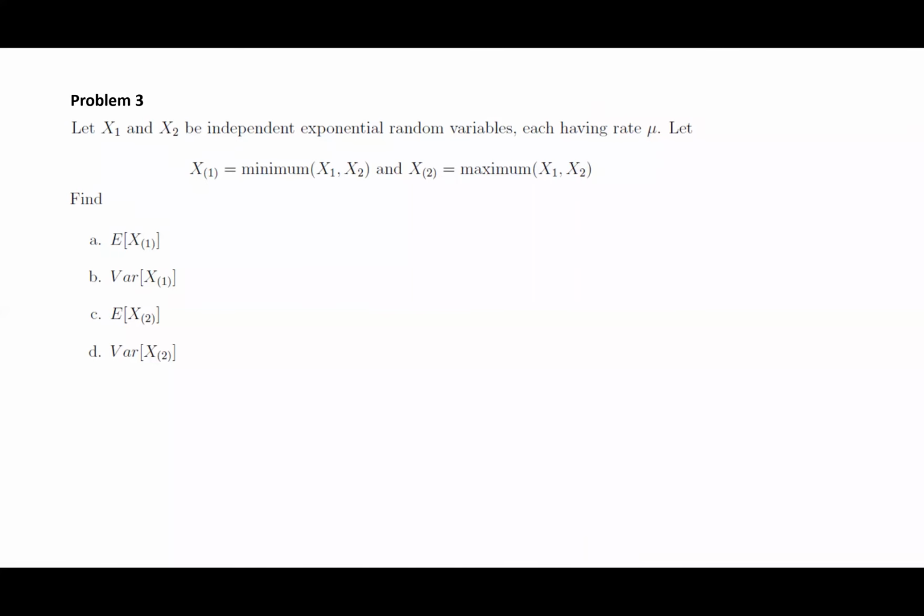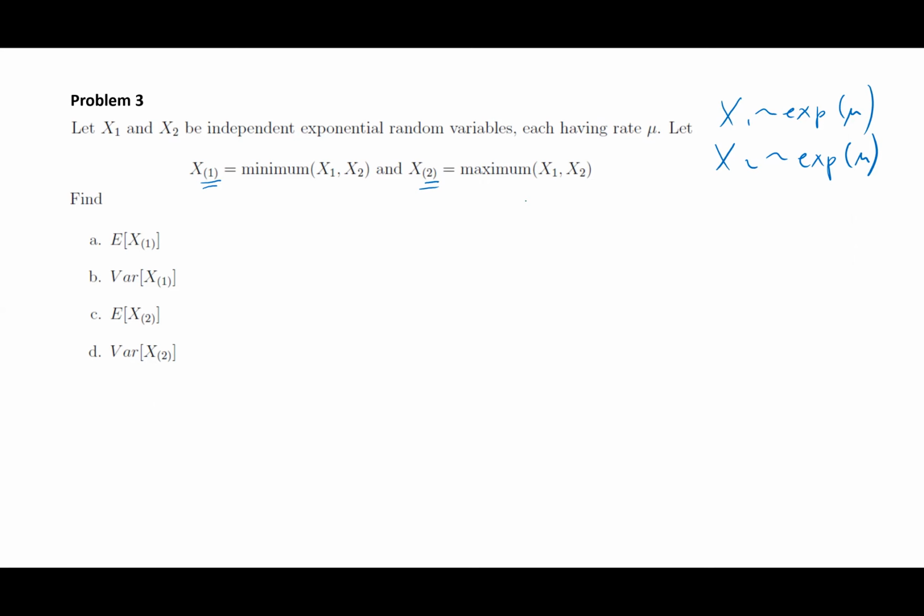Let's take a look at problem number 3. We're going to let X1 and X2 be independent exponential random variables, each having a rate mu. So I'm going to let X1 be an exponential random variable with parameter mu. X2 is also an exponential with parameter mu. X subscript (1) is the minimum of X1 and X2, and X subscript (2) is the maximum of X1 and X2.